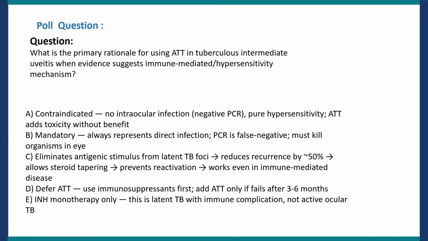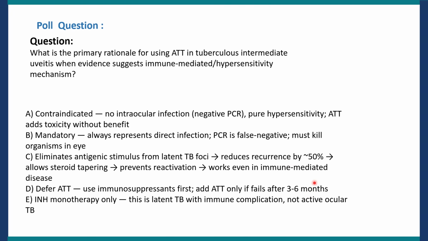Now, we have one bullet question. What's the rationale behind using anti-tubercular medication in treating tuberculous intermediate uveitis when the evidence suggests an immune-mediated hypersensitivity mechanism? Is it contraindicated to use anti-tubercular drugs in managing intermediate uveitis, as usually the PCR is negative or no intraocular inflammation is detected by PCR? Or is it always mandatory, as it represents direct infection from the Mycobacterium bacilli?